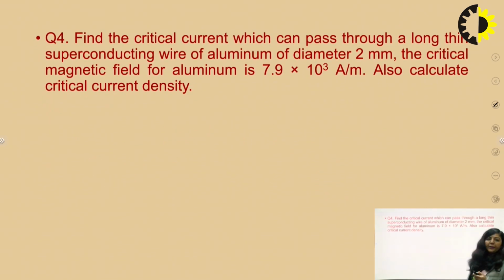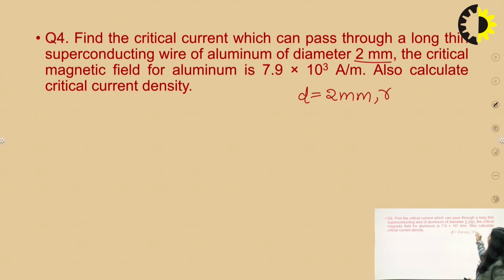So we have this particular problem. Find the critical current which can pass through a long thin superconducting wire of aluminium of diameter 2 millimeter. So the first parameter which is given is the diameter of this particular superconducting wire, and that is 2 millimeter.